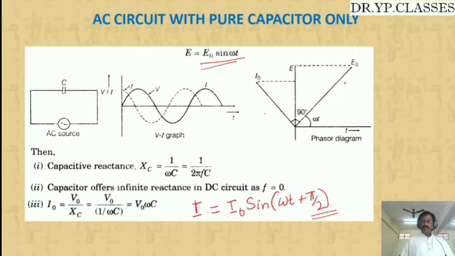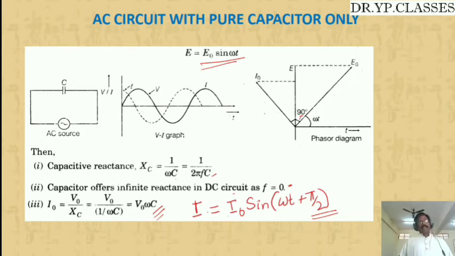In the phasor diagram, you can see E naught is here, I naught is here, and the phase angle between the two is 90 degrees. Capacitive reactance is given by 1 over omega C, that is 1 over 2 pi f C, and a capacitor offers infinite reactance to DC circuits where f is equal to 0. I naught is equal to V naught by Xc, that is V naught by 1 over omega C, that is V naught into omega C. So this is about the alternating current fed to the capacitor.